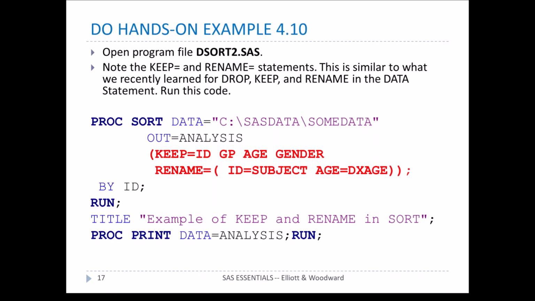So we're going to PROC SORT. We're going to sort the data set called SumData. We're going to output the results to a file called analysis. And then within parentheses, and before a semicolon, we say KEEP=ID group gender and age. And then RENAME=, and then in other parentheses, ID=subject, age=DXAge. What this is going to do is change the name of the variable called ID to subject and change the name age to DXAge, like diagnosis age. Then we're going to print the results.